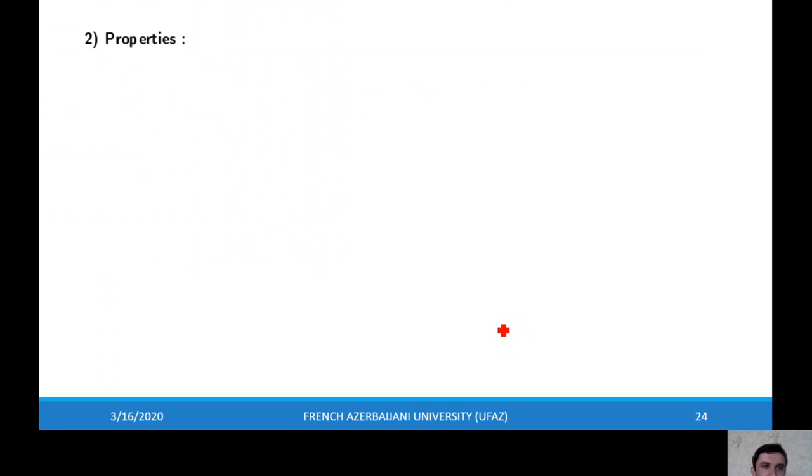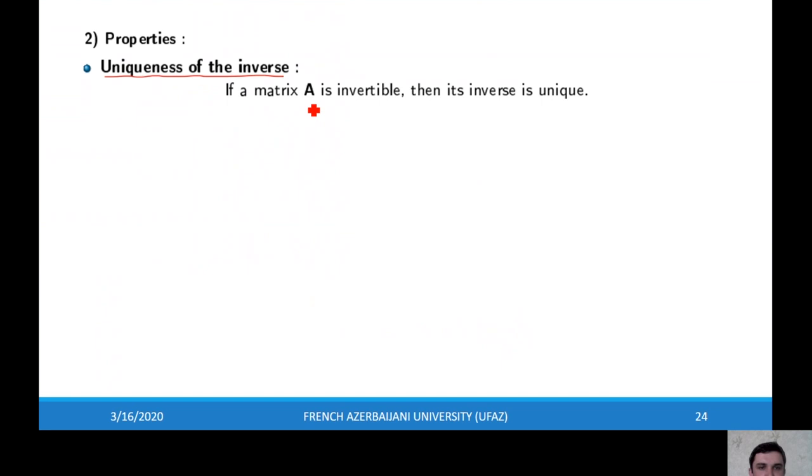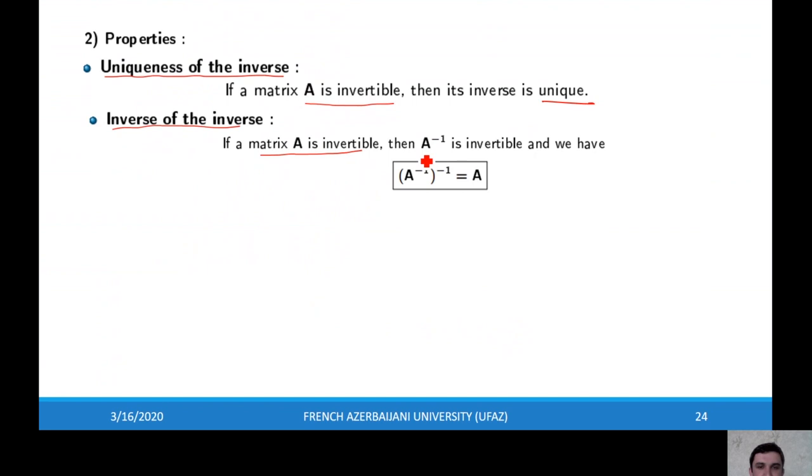Invertible matrices have some properties. Uniqueness of the inverse: this property says that if a matrix is invertible, then its inverse is unique. Inverse of inverse: if A is an invertible matrix, then the inverse of A is also invertible, and the inverse of the inverse of A is A itself.